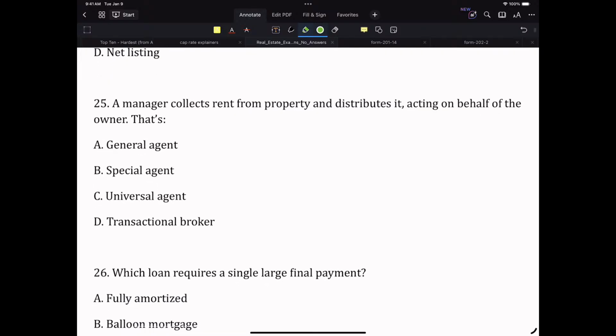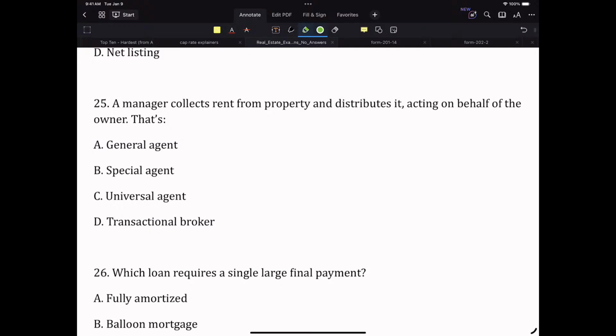Ooh, this one's agency. A manager collects rent from property and distributes it. Why can I not say it? Distributes it. Acting on behalf of the owner, that's what? I don't know why I was struggling with that one. On behalf of the owner. Is that general agency, special agency, universal agency, or transactional broker?